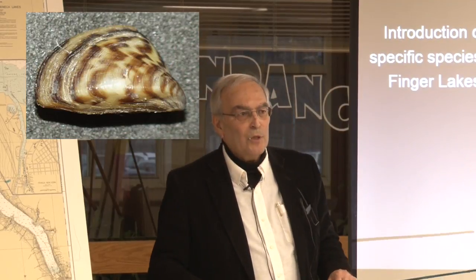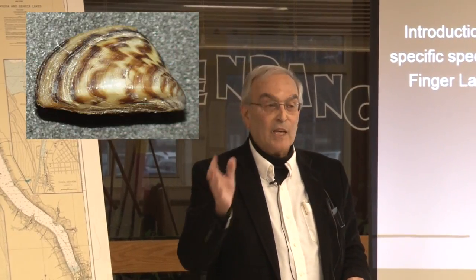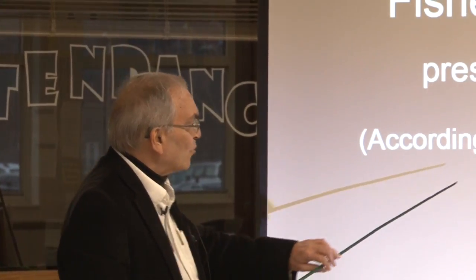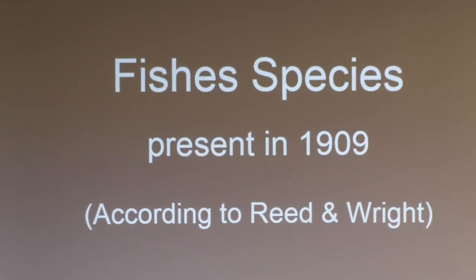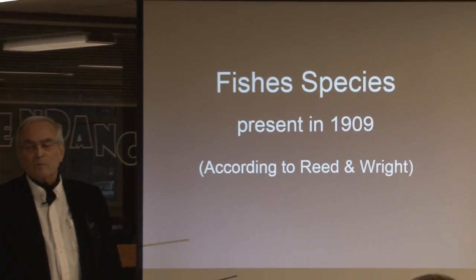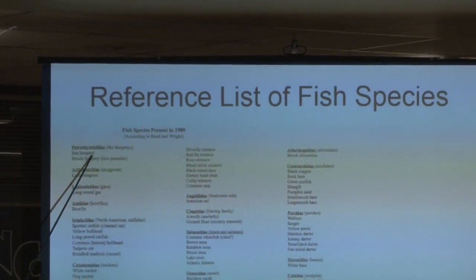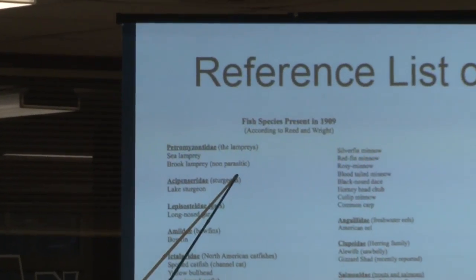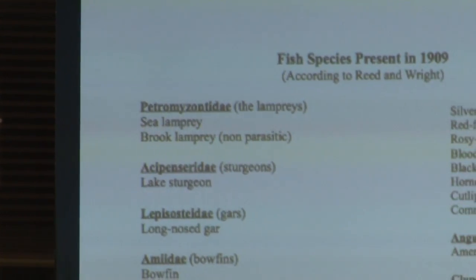If I can remember, the zebra mussels came in the early 90s. The round goby came in the new millennium. All right, and these guys Read and Wright went around the lake in 1909 and made a catalog of all the vertebrates in the lake. We have in the lampreys, the sea lamprey, but we also have a non-parasitic one called the brook lamprey that just feeds off of the algae and so on.